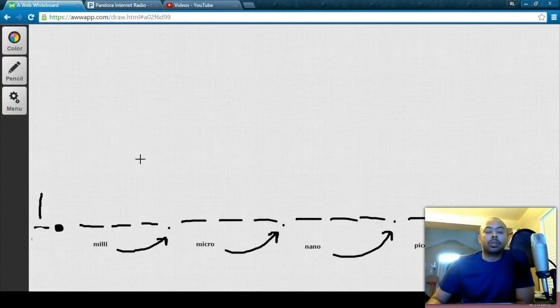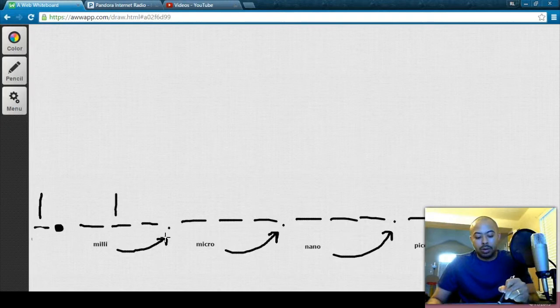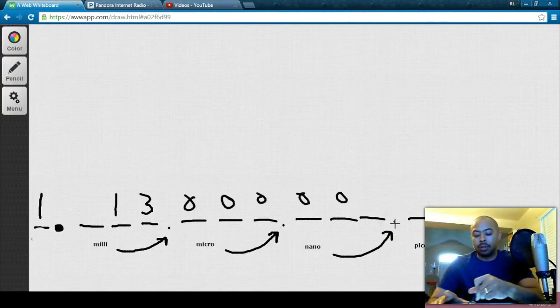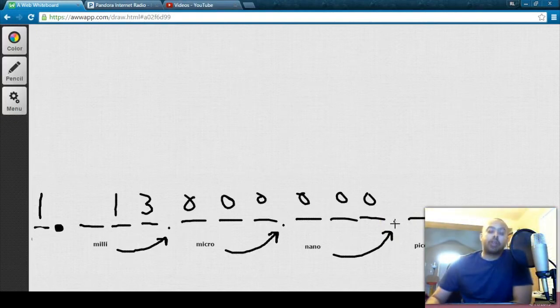So let's do another. 13 milli is how many nano? Okay, so here's milli, so I'm going to pencil that in right there. 13 milli, because that's where the decimal point is for milli, is how many nano? Well, nano's over here, so we got a lot of zeros to fill in. 1, 2, 3, 4, 5, 6, and you'll see that 13 milli is 13 million nano, or 13,000 micro, or just 0.013 whatever unit.